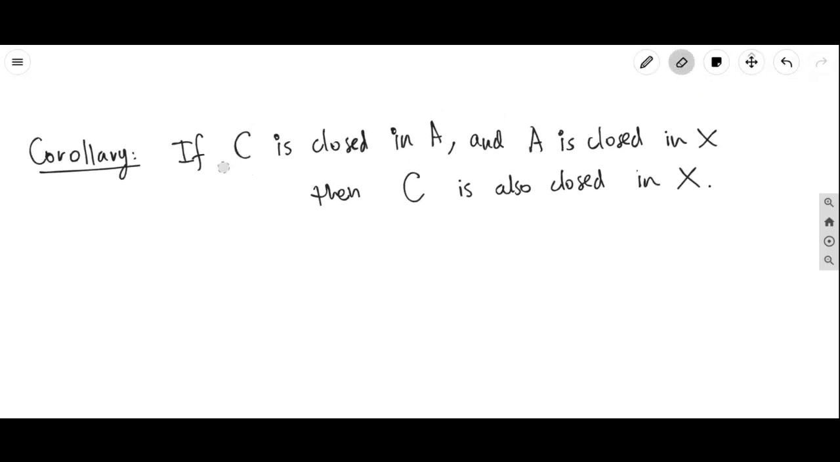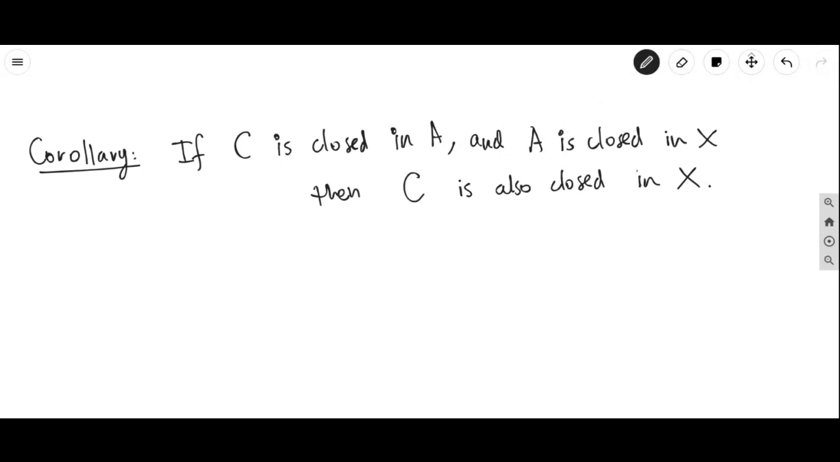If you recall, we said that if something is an open subset of A and A is an open subset of X, then whatever that set was, it's also an open subset of X. We've actually proven something like that before with open sets. But now we have the same situation with closed sets, and it just follows exactly from what we just said. If C is closed in A, so here's the proof of this.